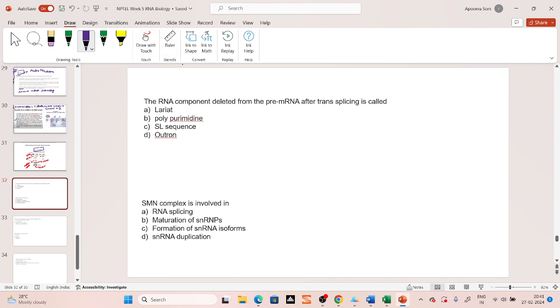The RNA component deleted from the pre-mRNA after trans-splicing is called: lariat, polypyrimidine, SL sequence, or outron? One minute to answer the question. Think.